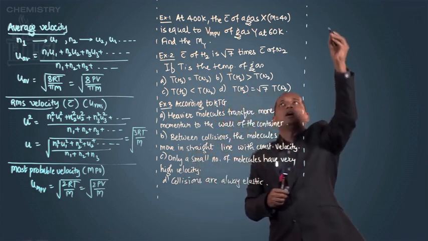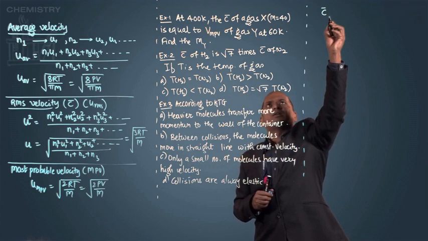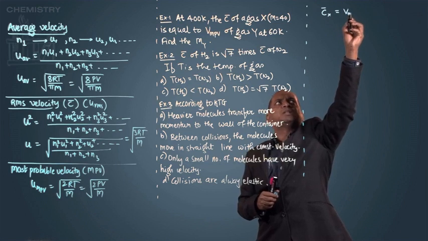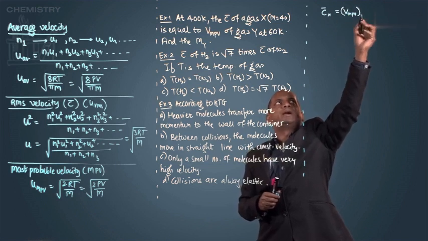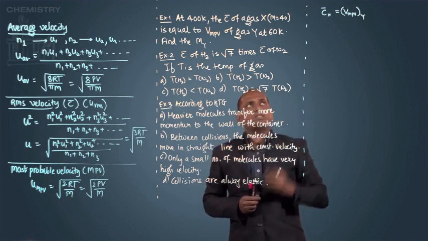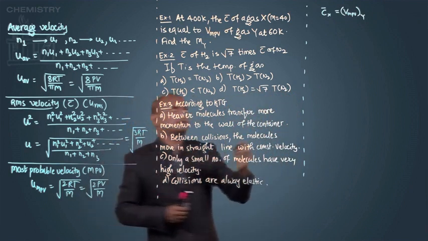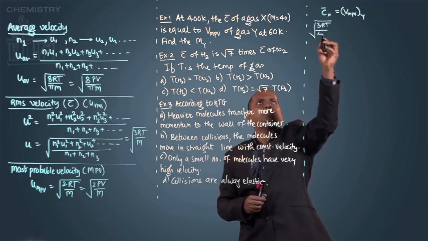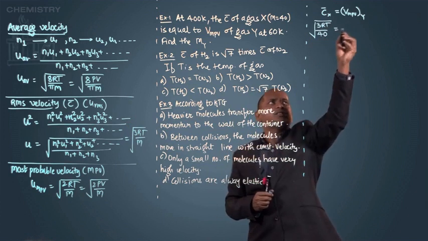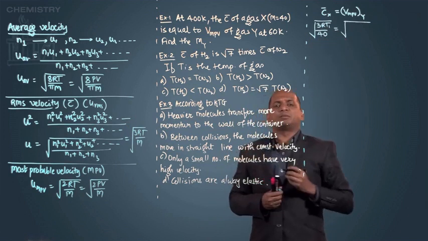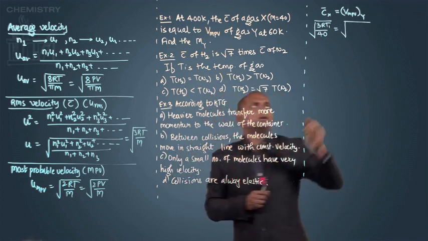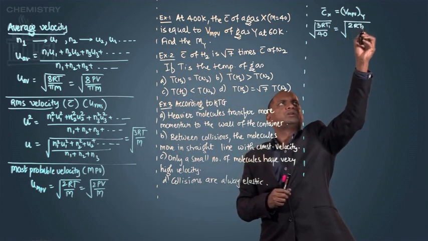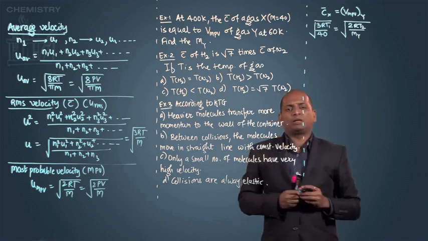What they are saying: the RMS velocity C bar of X is equal to the most probable velocity MPV of Y. Okay, but what is RMS velocity? We know the RMS velocity is equal to square root of 3RT upon M. M is 40, so this is square root of 3RT1 upon 40, where T1 is 400 Kelvin, and that is equal to square root of 2RT2 upon My. So that we need to calculate.